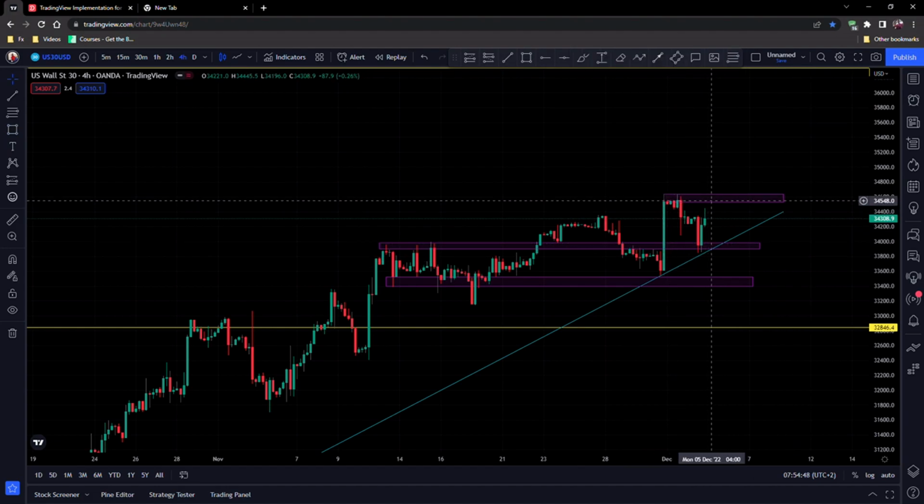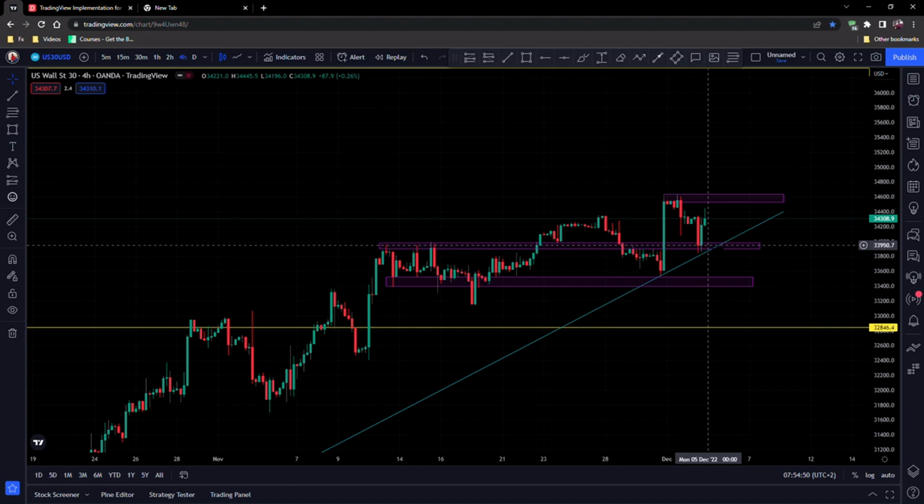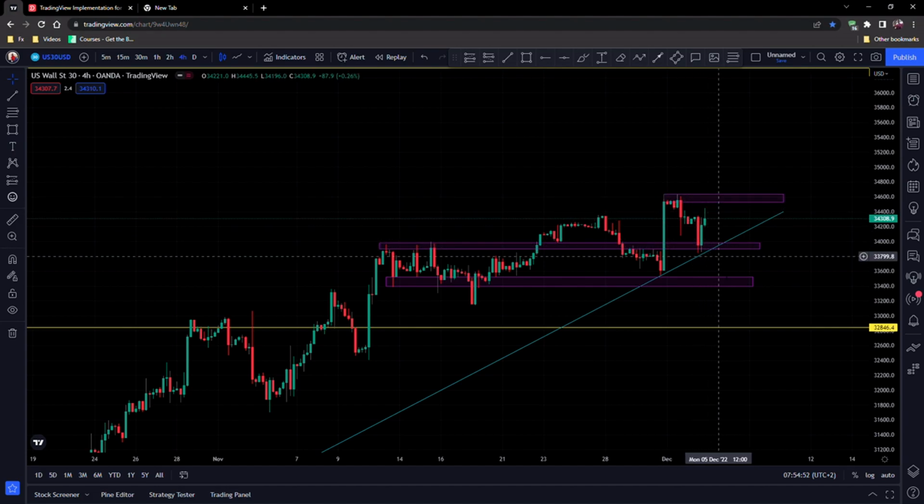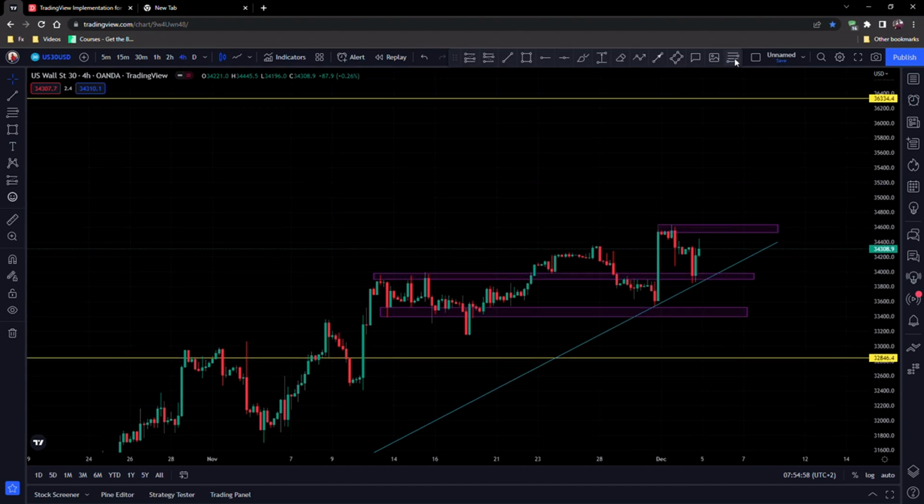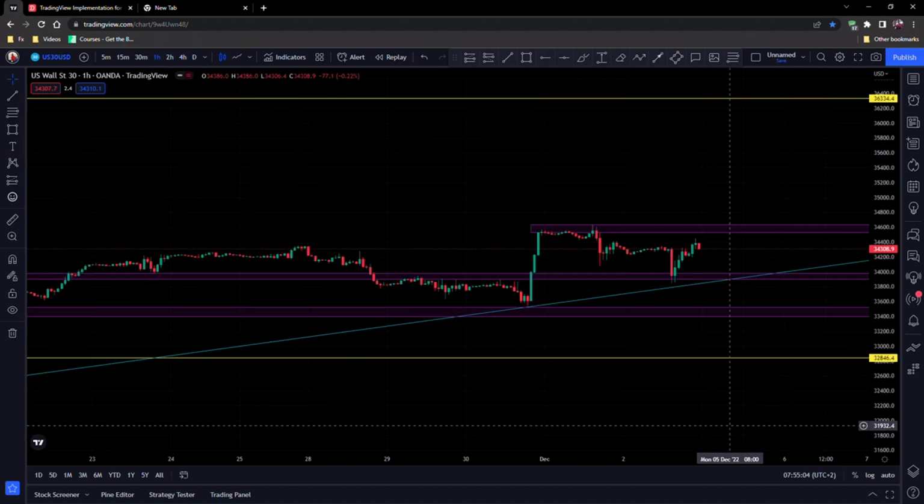So you can see the market shooting up here and then bouncing, hitting up and then taking a sell towards this, right? Or if it closes up, we can wait for a retest and look to go up with the market. Let's go and see the hourly.